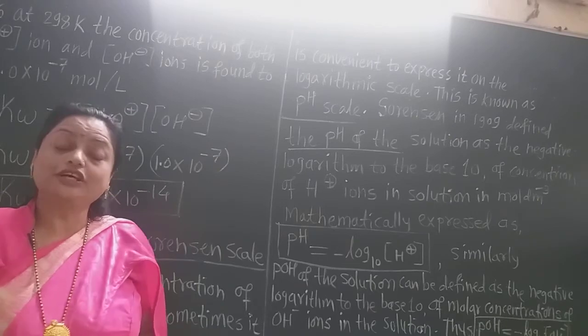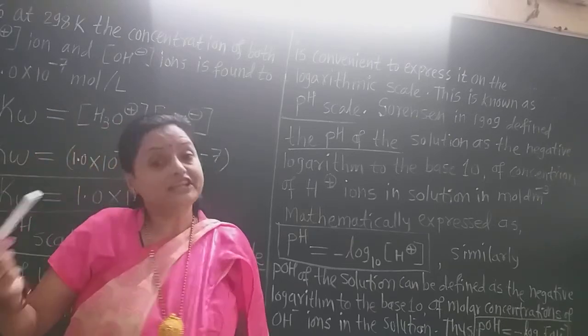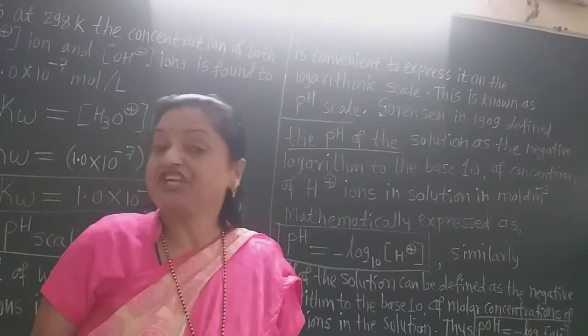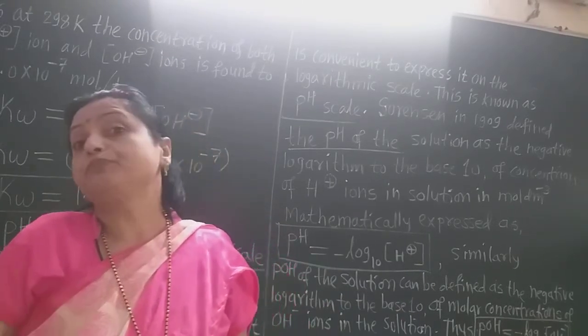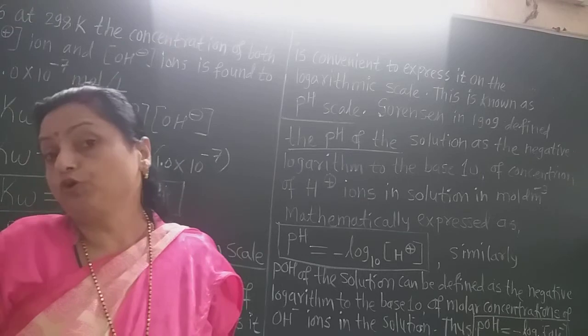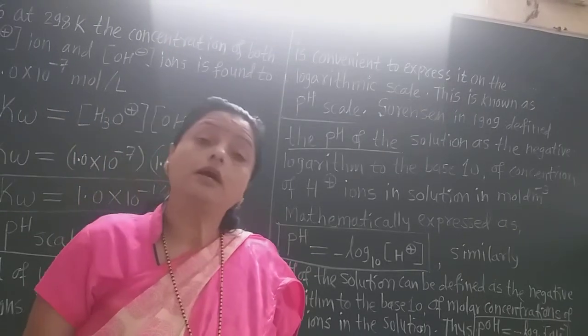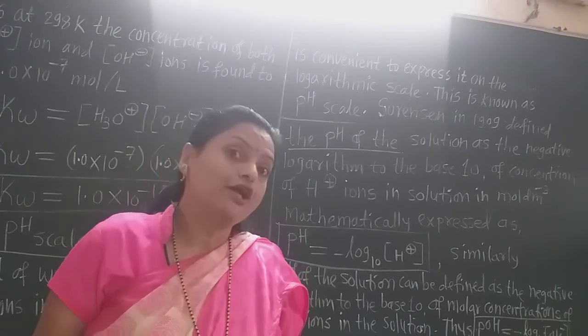Now this is about the pH scale. In the next lecture, students, we will learn about the relationship between pH and pOH, how pH plus pOH is equal to 14. We have to prove that expression. And again we will learn more about the pH scale, how it can be drawn.